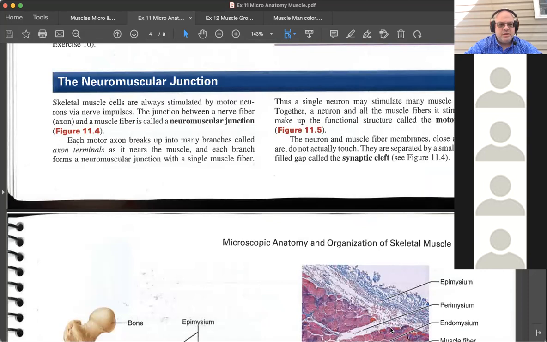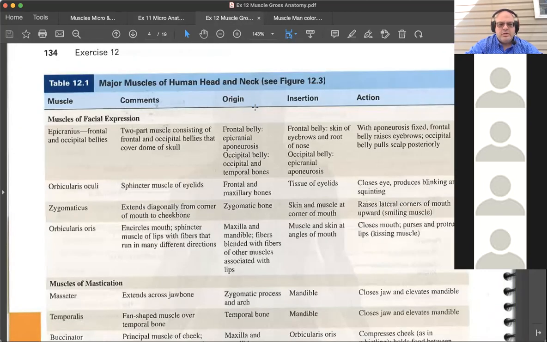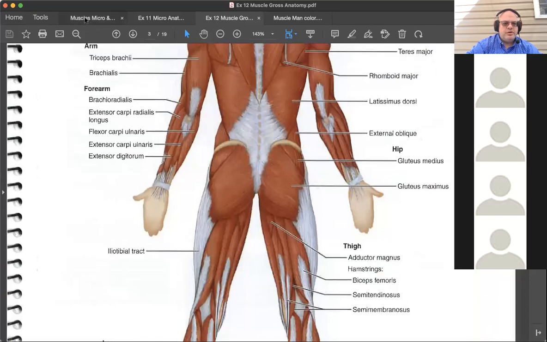So let's actually look at, let's see, that's 11. Look at 12. Okay, yeah. Oh, no, sorry. This one here is what I'm looking at.